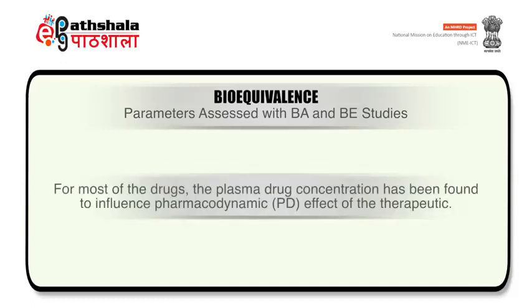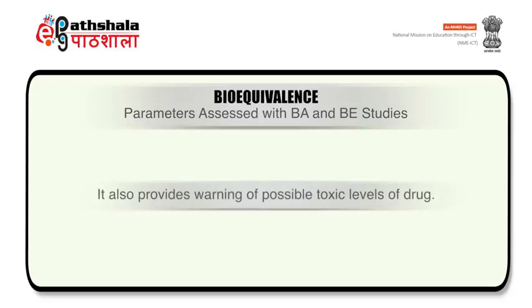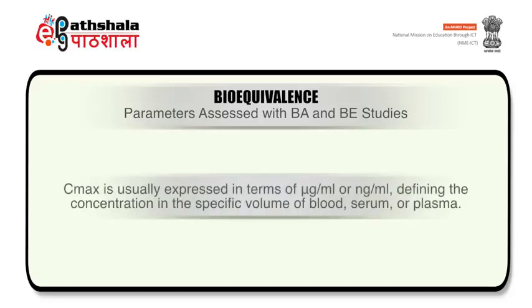For most of the drugs, the plasma drug concentration has been found to influence the pharmacodynamic effect of the therapeutic. It also provides warning of the possible toxic levels of the drug. Cmax is usually expressed in terms of microgram per ml or nanogram per ml, defining the concentration in the specific volume of blood, serum or plasma.